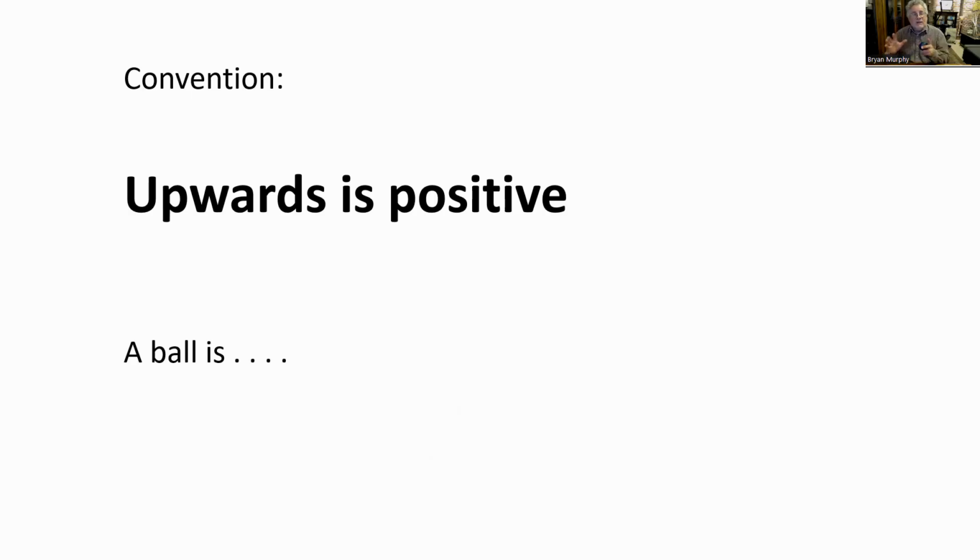When we apply those SUVAT equations, we've got to be really careful that we know and stick to our convention. For SUVAT equations for projectile motion, stick to that convention: upwards is positive. So if a ball is thrown upwards at 25 meters per second, then the initial vertical velocity, uv, is plus 25 meters per second. If the ball is thrown downwards at 10 meters per second, then uv is minus 10 meters per second.